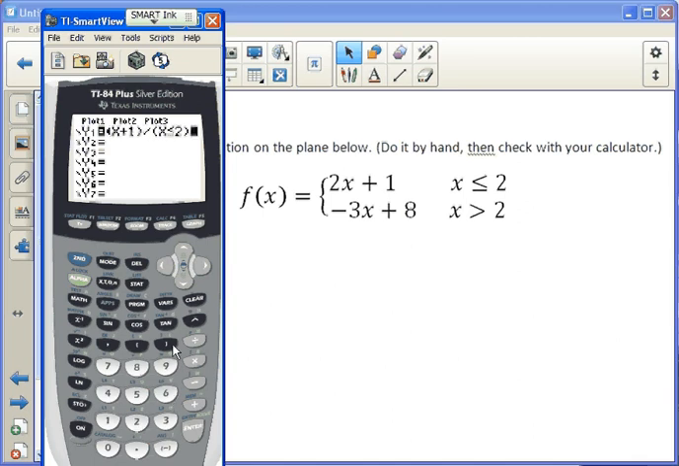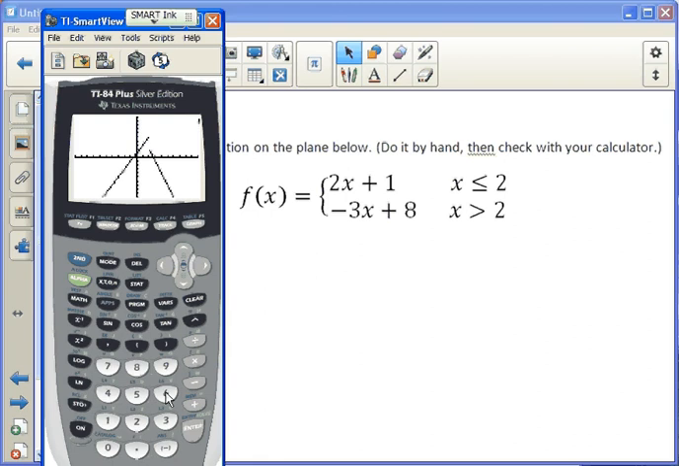Now to plug in the second half, I need to do the second equation in y2. Parentheses, negative 3x plus 8, close parentheses, divided by parentheses, x is greater than, again, for those you go to second math, it's where it says test, greater than is number 3, 2, close the parentheses. Then I'll just go to my graph, and I'm zoomed out real weird, so I'm going to hit zoom 6, put it back to normal, and there's my rough sketch.